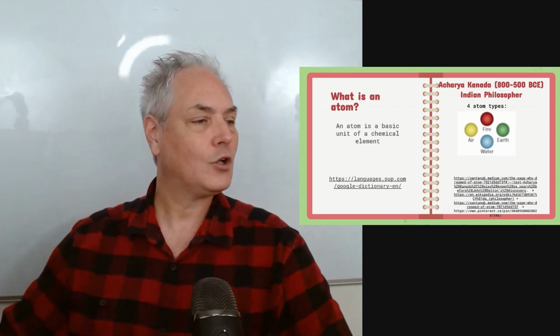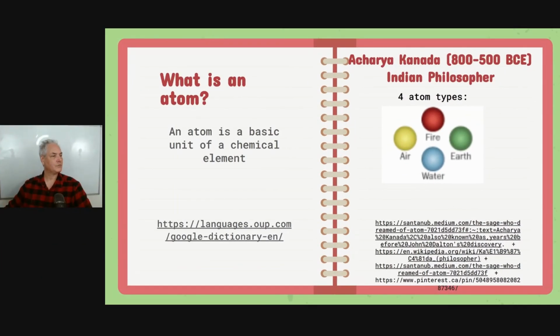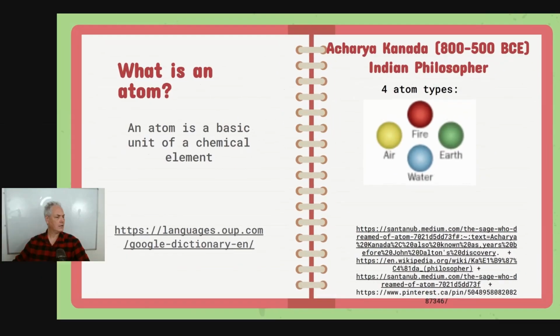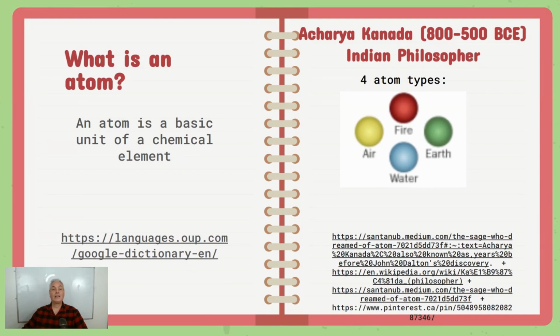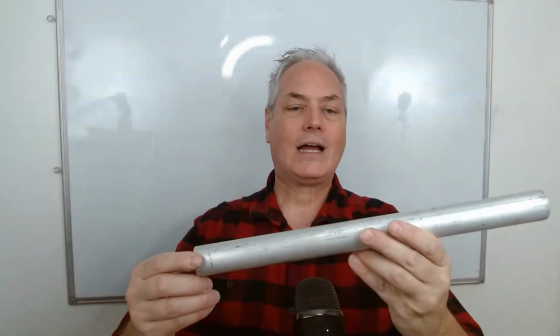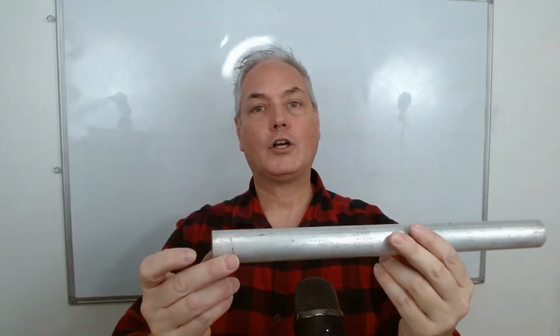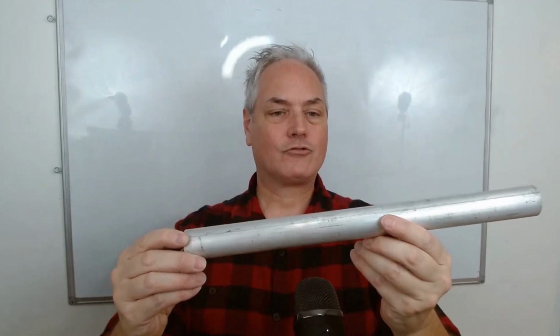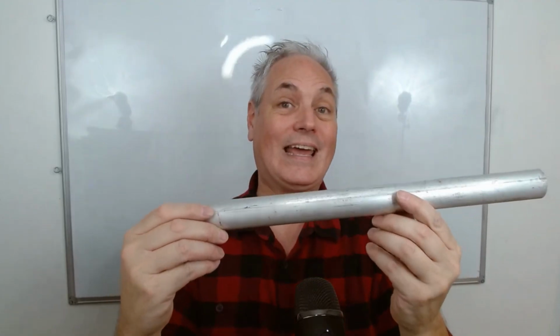So let's see, first of all, what we have. You have to keep in mind that this idea of the atomic model is the fact that we know nowadays that an atom is the basic unit of a chemical element. Let me show you an example. Here I have a rod of aluminum. This rod has a mass and a volume.